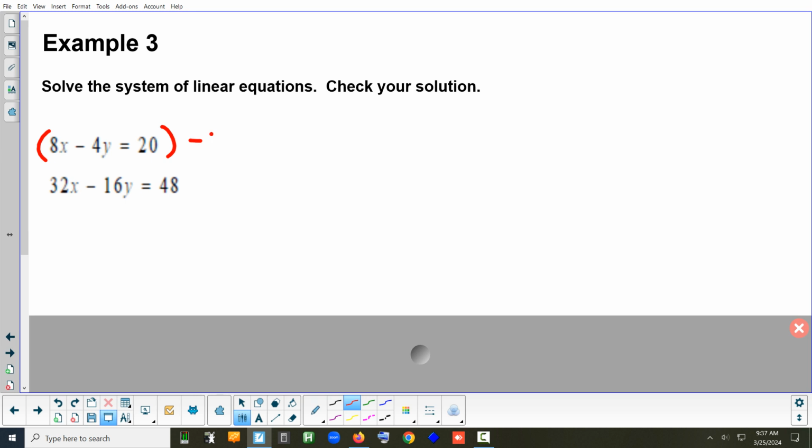Yes. So this is where you had like the box last week. And remember, we're trying to get a negative 32 to cancel a positive 32. That's the goal. We could have chosen to get rid of the y's, but we chose the x's, so that's what we're going to do.